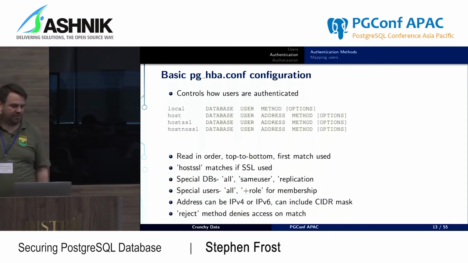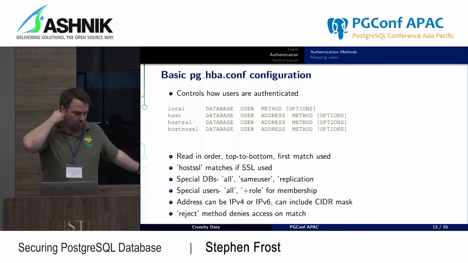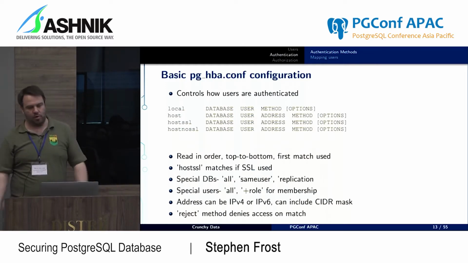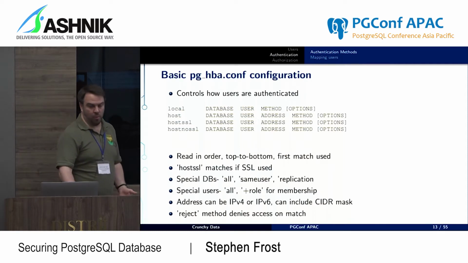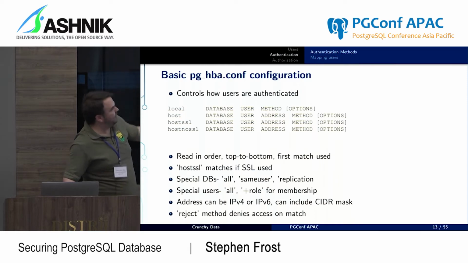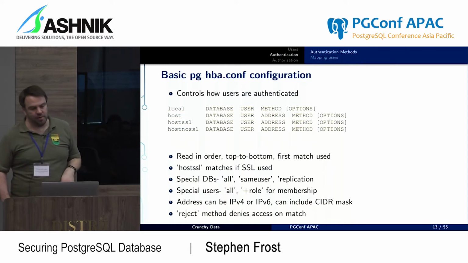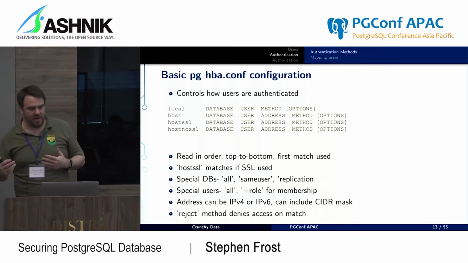All right, so let's talk about pg_hba configuration. So we talked a lot about roles. Now, how do we actually get people authenticated into the database system? So this is how that works: we have pg_hba. It is read from top to bottom, and each record is basically whichever one matches first wins, right?